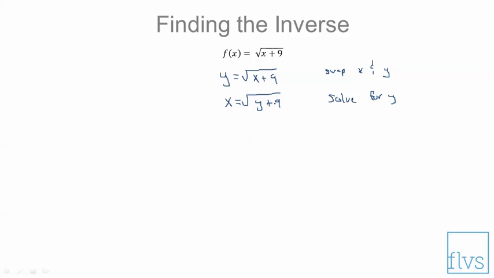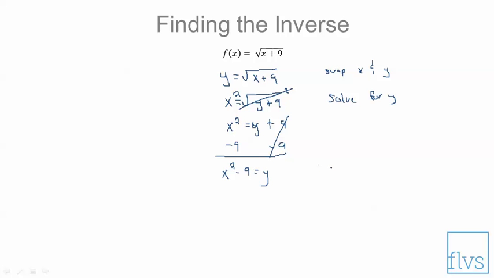In this case, in order to get y by itself, I first need to square both sides to get rid of that radical sign. So it becomes x squared is equal to y plus 9. Now to get the y by itself, I'm just going to minus 9 on both sides. And I'm going to get x squared minus 9 is equal to y.